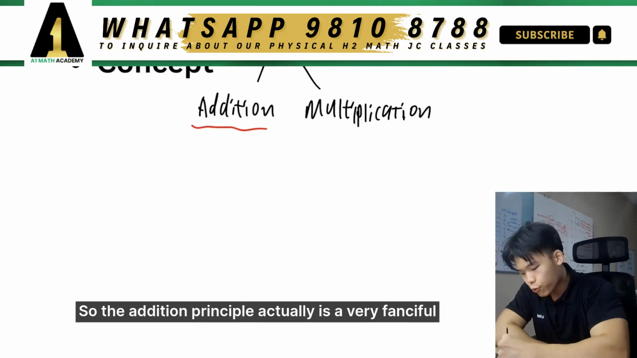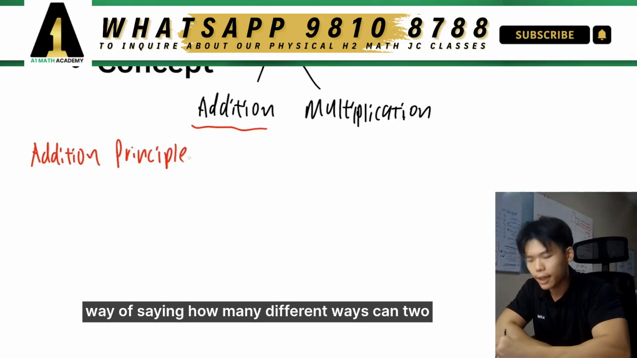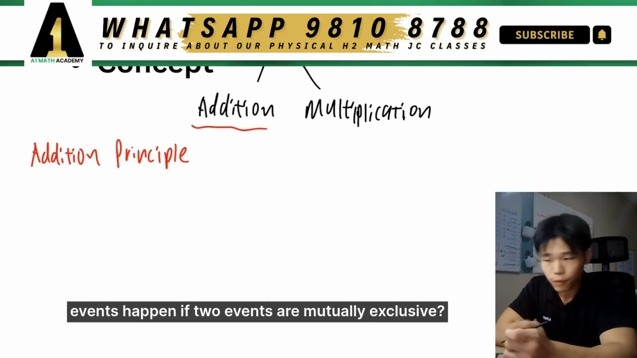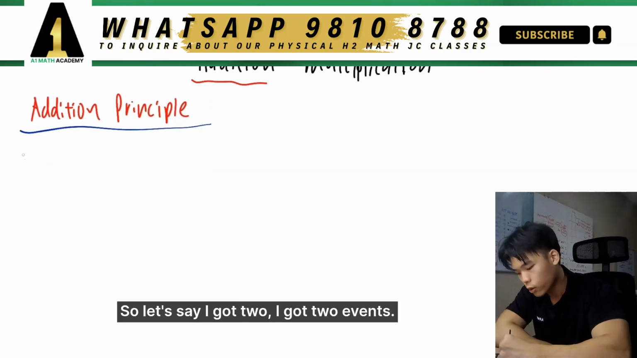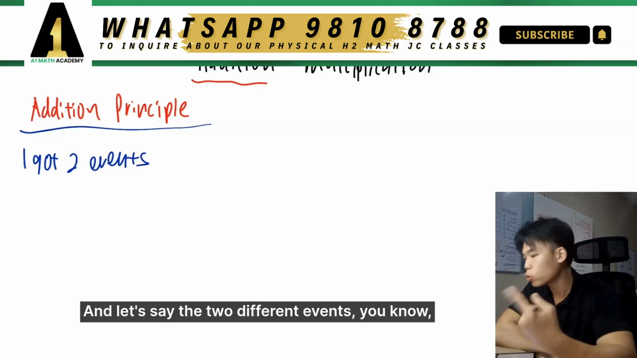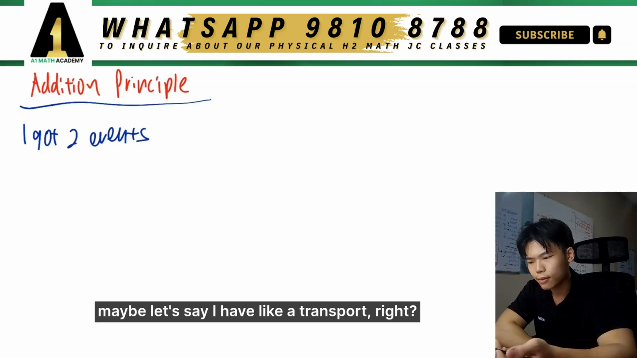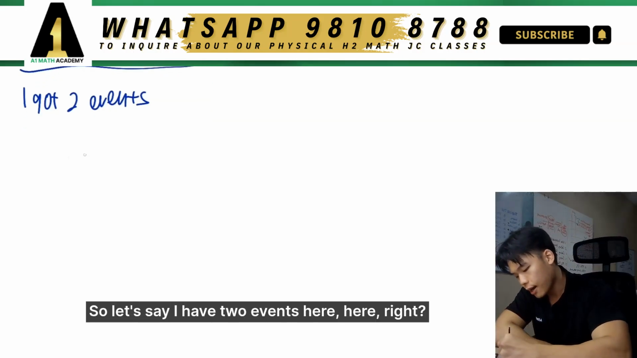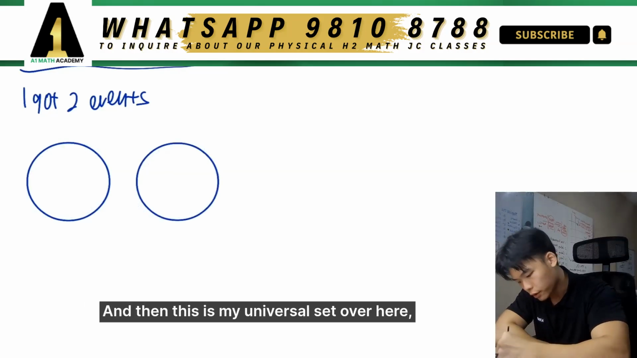The addition principle is a very fanciful way of saying how many different ways can two events happen if the two events are mutually exclusive. Let me paint a picture for you. Let's say I have two events, maybe transport, and this is my universal set over here.